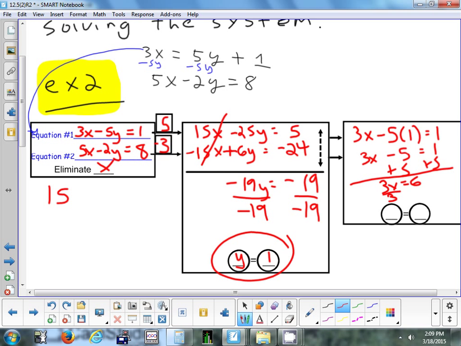And then divide by 3 and then you get 6x. Oh, oops, I mean 2. Thank you. Sorry.